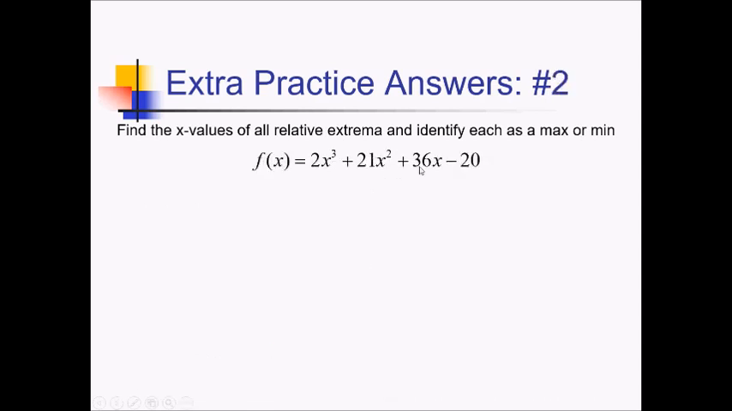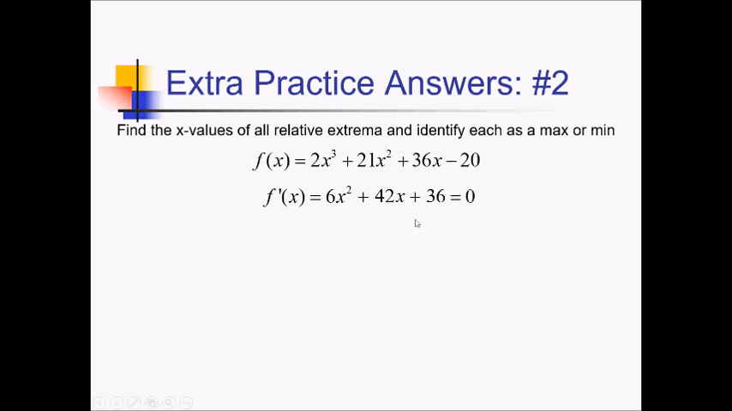For this polynomial, I'm trying to figure out relative mins and maxes. So I need to figure out sign changes in f prime. Let me start by getting f prime and finding critical values. So f prime, using my power rule, we've got 6x squared plus 42x plus 36, and then that negative 20 just turns into a 0.